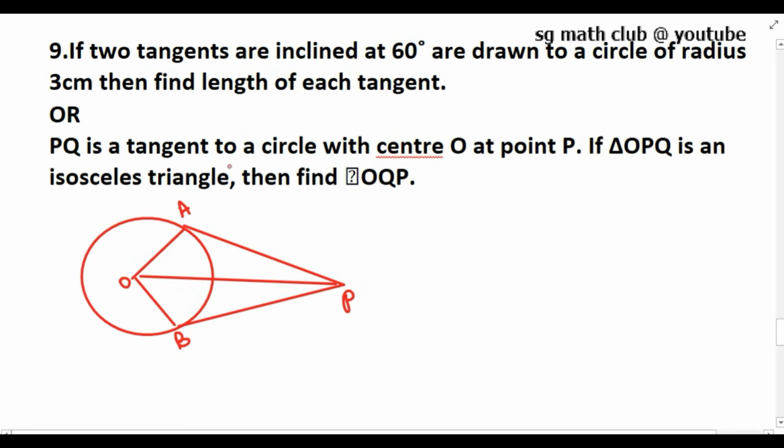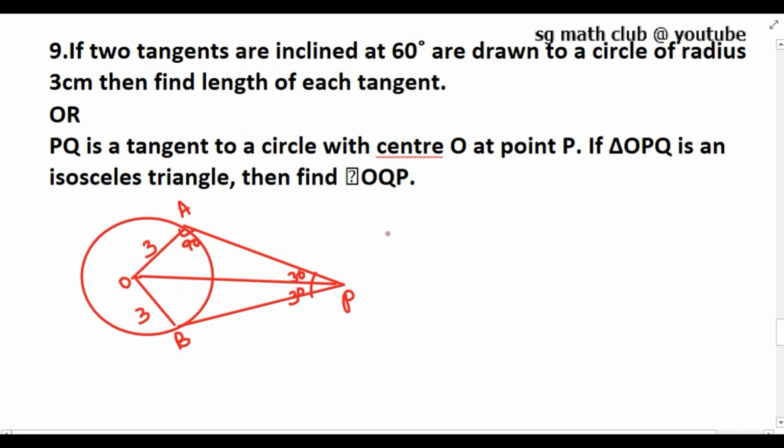If two tangents inclined at 60 degree are drawn to a circle of radius 3 cm, we need to find the length of the tangent. The angle between the tangents is 60 degree, but we know that this will be half, 30 degree. Now this will be 90 degree. We need to find the length of the tangent.